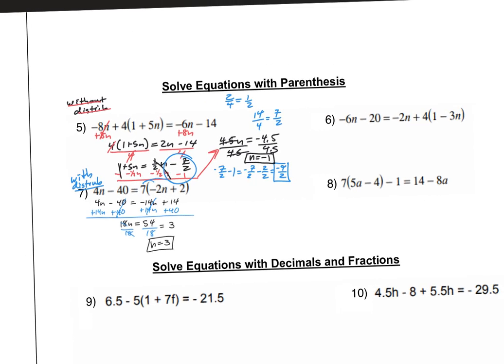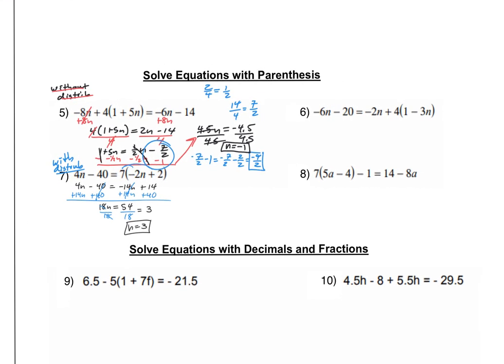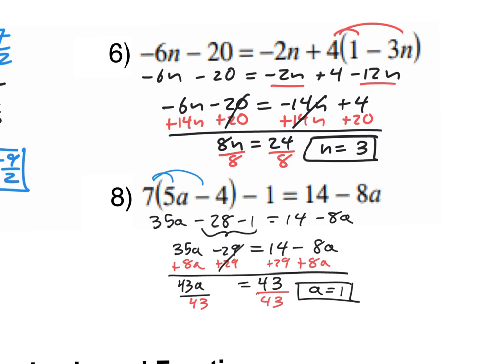So what I want you to do right now is go ahead and try number 6 and 8 on your own. Remember, pause the video, then just unpause it when you're ready to check your work. Okay, here's my work for both 6 and 8. For number 6, I got the answer n equals 3. For 8, I got a equals 1.